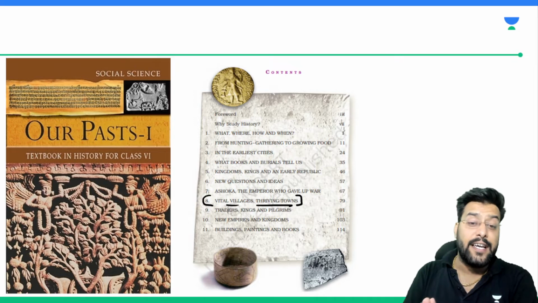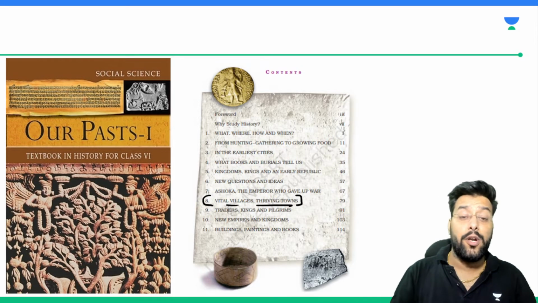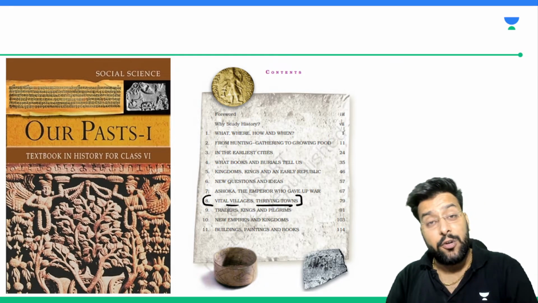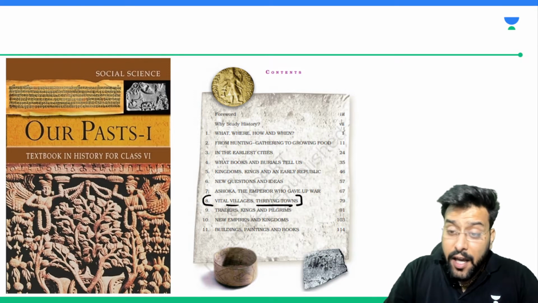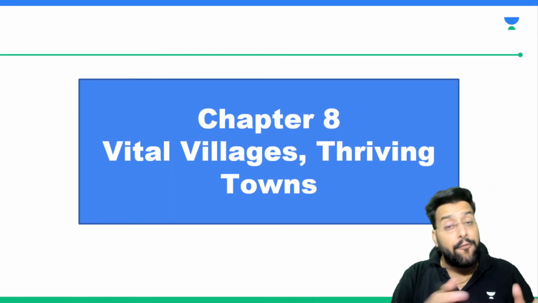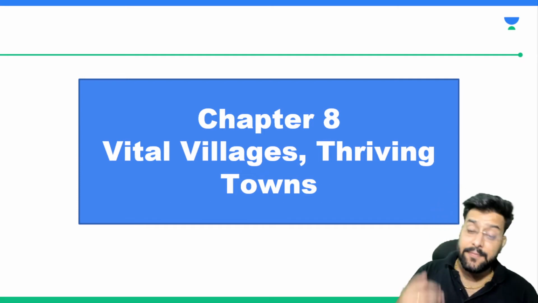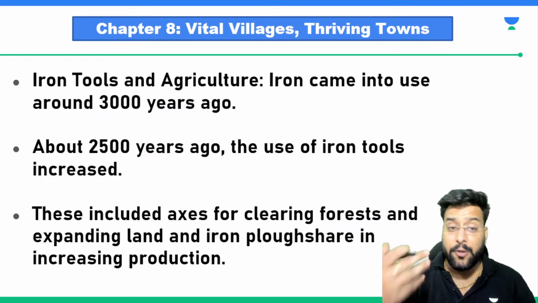What do we see in a kingdom, in a Mahajanpada? A Mahajanpada is a larger area which is controlled by a king, and in that large area you find small villages. The collection of villages, the community of villages, ultimately forms the Mahajanpadas or the empires. So we'll be talking about certain vital villages and the towns that were coming up during those ages.